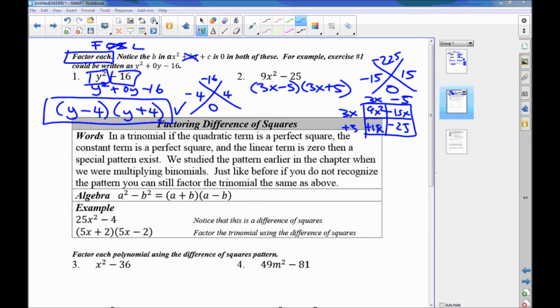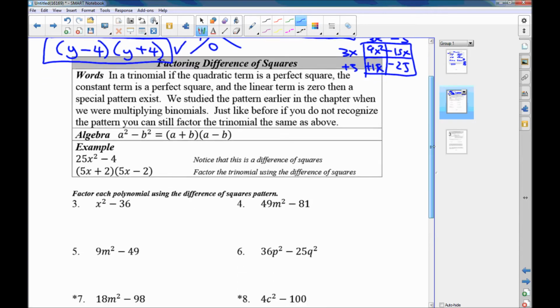All right, so the same binomial except one's a minus and one's a plus. And that always happens whenever we have two perfect squares being subtracted. Okay, so factoring the difference of squares, that's what this means. Two perfect squares, two squares are subtracted. Difference means subtraction. Okay, so in a trinomial, if the quadratic term is a perfect square and the constant term is a perfect square, notice not the linear term, the one in between. The linear term has to be 0 for this special pattern to work.